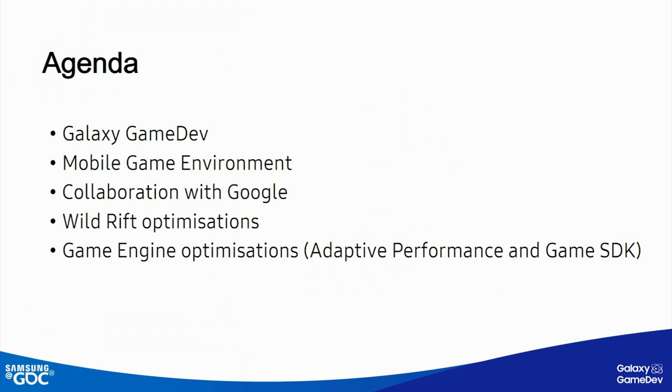I will then discuss the challenges faced when developing games for the mobile environment, and I'll also be talking a bit about an exciting partnership that Samsung have with Google. Finally, I'll discuss optimization work that the game dev team have done on Wild Rift, which made it possible to run on a mobile phone. This will mainly cover Vulkan optimizations and adaptive performance.